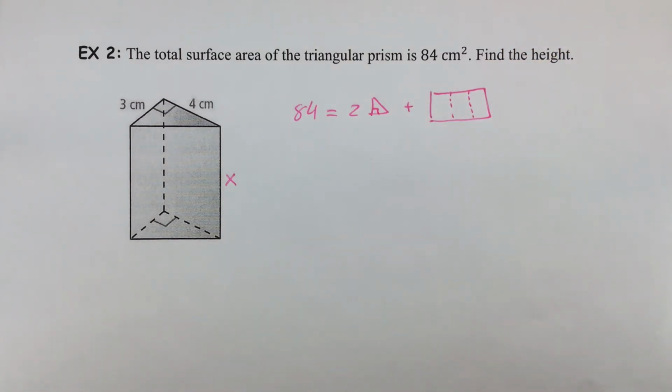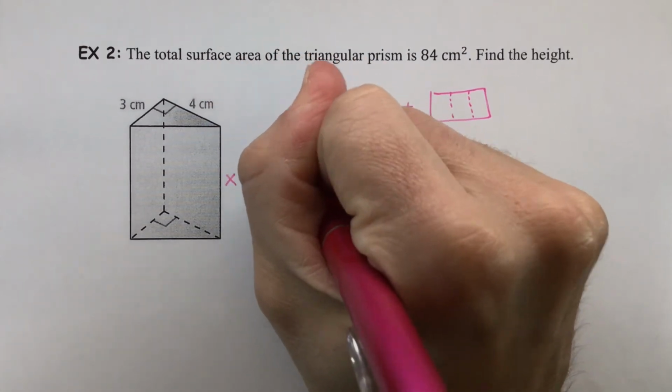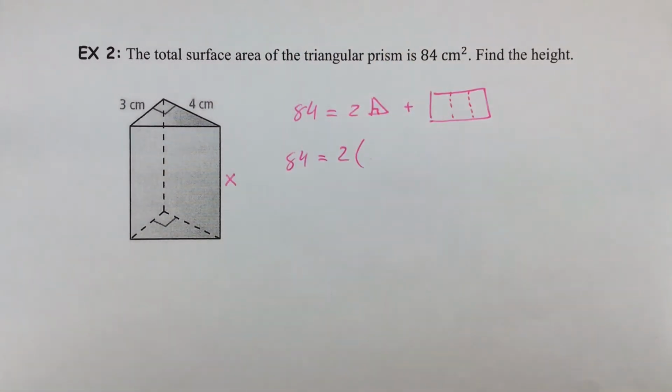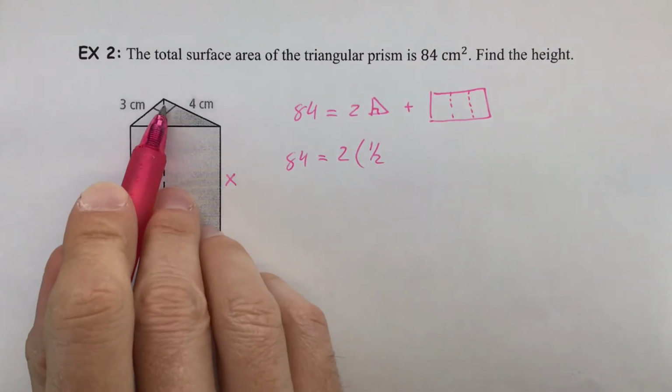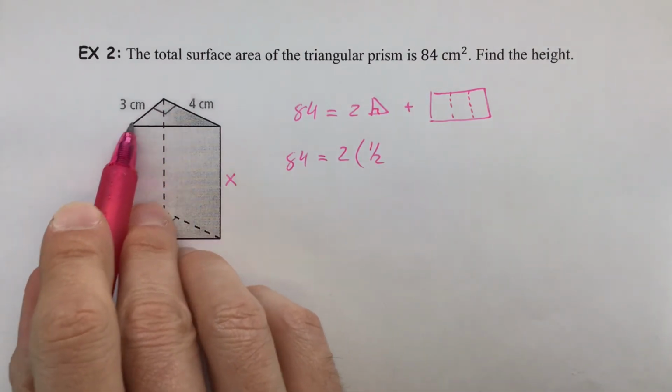Okay, so information that we do have from the triangles: these happen to be right triangles, so the base and the height can be the 3 and the 4.